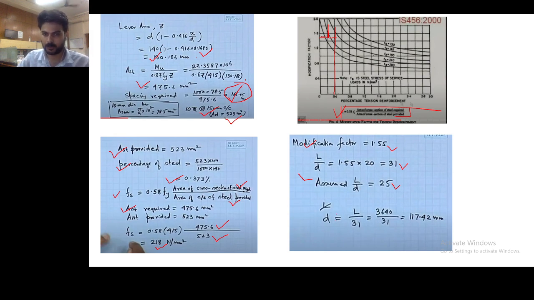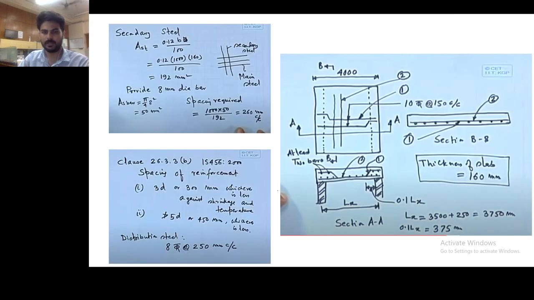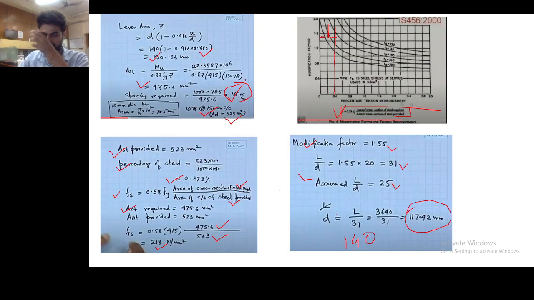Okay, so D if we calculate by whatever the L by D we got, from that the D is coming to be 117, but what we have provided is 140, right? Depth at the starting we have provided 140. So it is okay. It is okay means it is extra safe, it is uneconomical, you can say. We have to redo this to get to the actual answer, but that is not necessary.